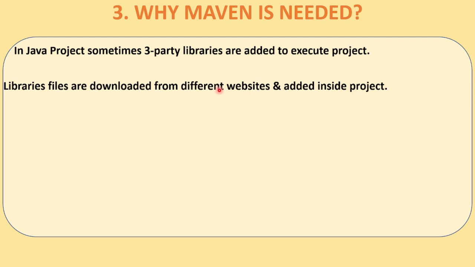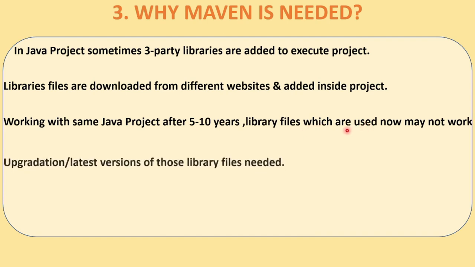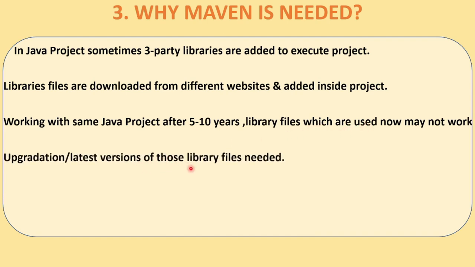Like the Selenium jar file, you can download it from the Selenium HQ website. JUnit, you have to download it from GitHub. Okay, and then they are added inside your project. So, working with the same Java project after 5-10 years, if you want to work with the same Java project, you want to upgrade, you want to add a new feature to the same project, the library files which you have added now may not work properly.